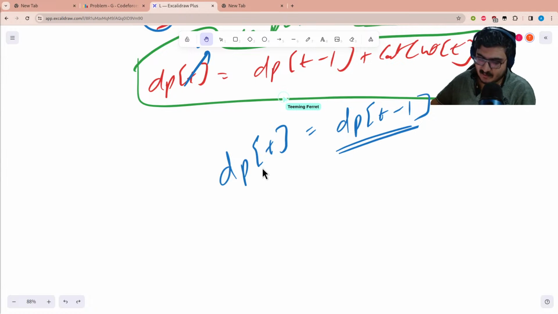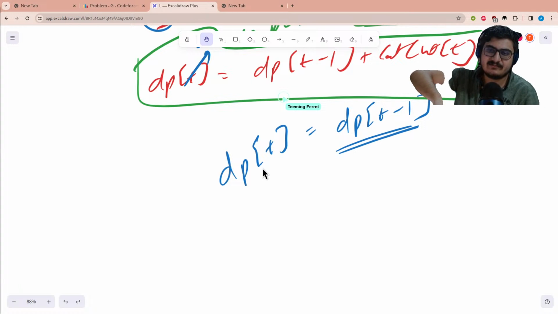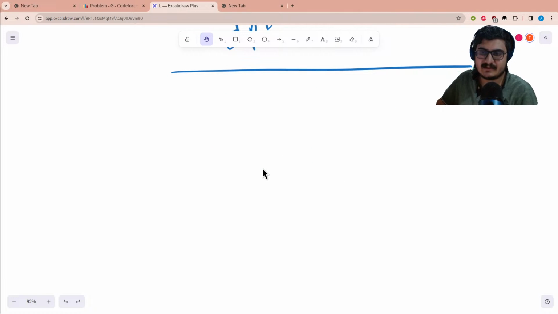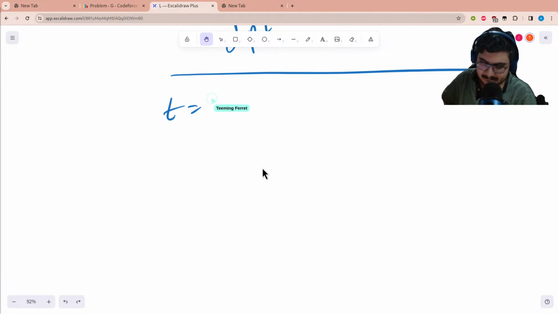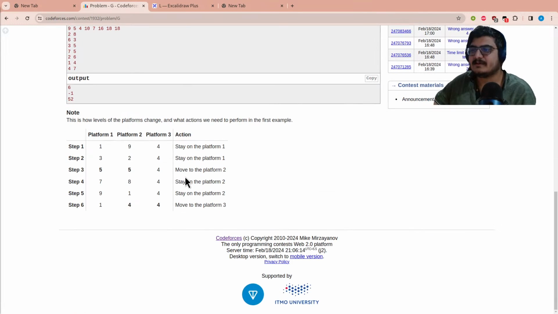When you model something like find the minimum time to reach somewhere, what should strike you over here is some shortest path finding algorithm. Let's look at the sample. In the first sample, it says at time t equal to 1, the levels of platforms are 1, 9, 4. And because no one is at the same level, you cannot do anything, so you have to stay on the same platform.